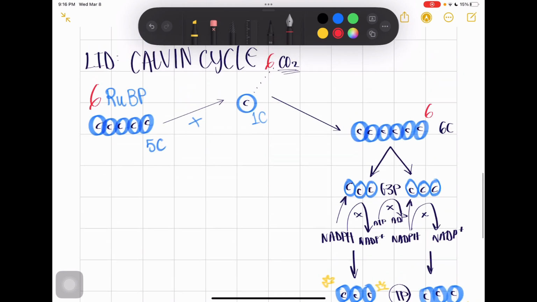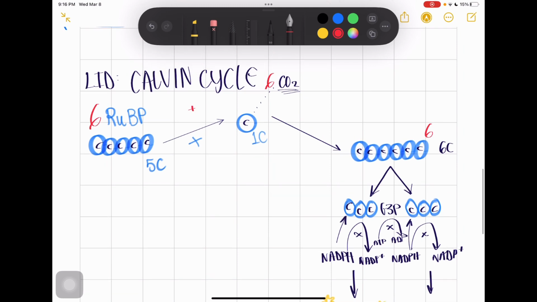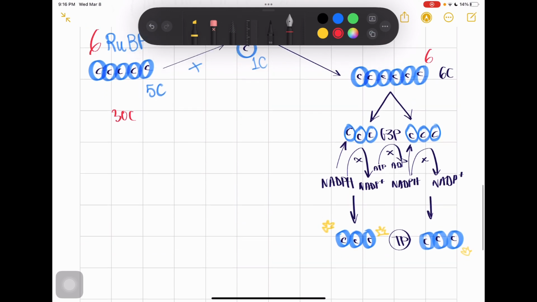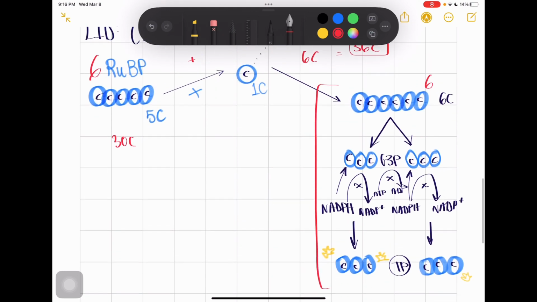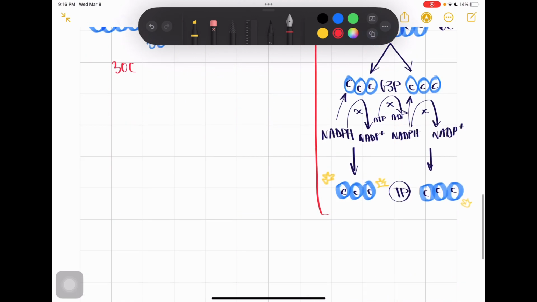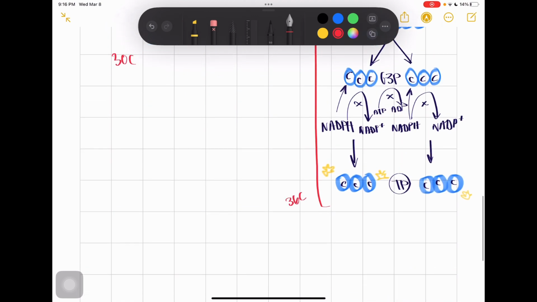So if we're doing some math here, we're adding 6 of 5. So we have 30 Cs here, because we have 5 carbons each, which is 30 carbons. And here we have 6 1-carbons, so we have 6 carbons. We add those, we get 36 carbons. So going into this whole process over here, we have 36 carbons. Here, no carbons are added or lost. They're just being changed a little bit. So at the end of this, we also have 36 carbons.